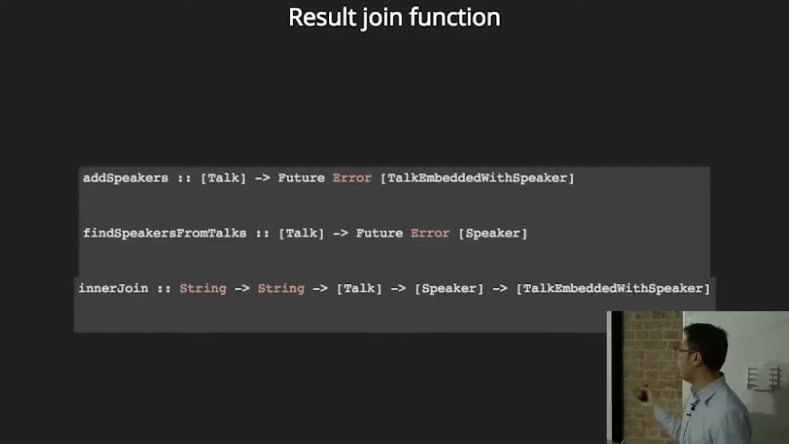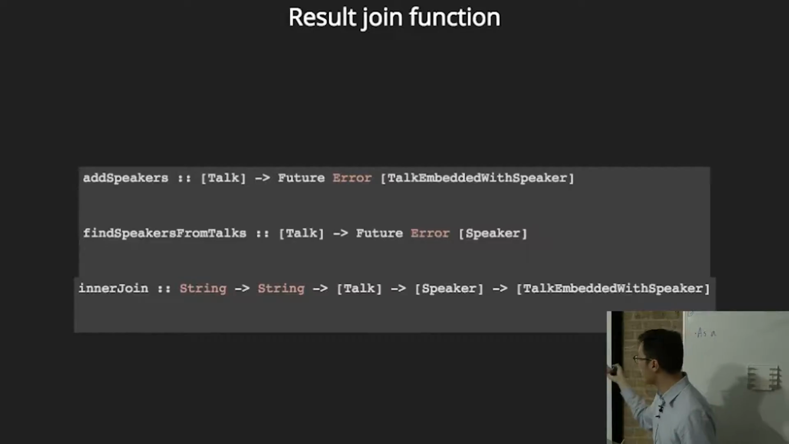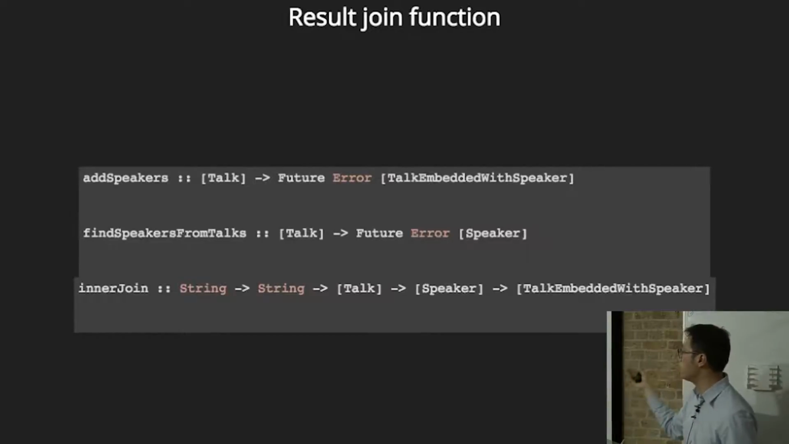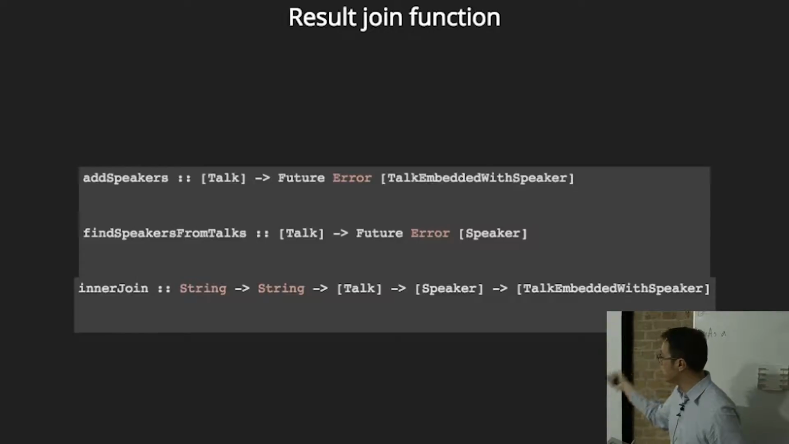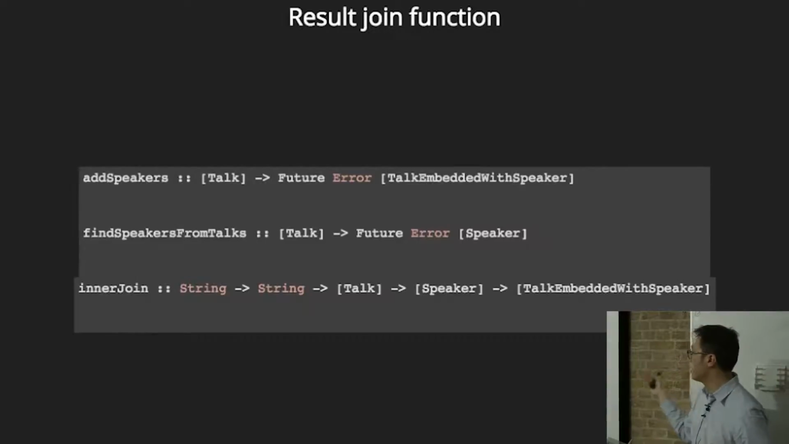So we see it's kind of curried. It takes a string, which is the speaker property on the talks, and a string, which is the property handle on the array of speakers. And then we are waiting for the talks and the speaker arrays to be given as arguments before we actually return the result set that we care about.